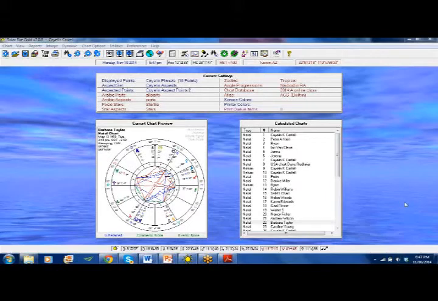Okay, so Andrew wrote in, says, in relationships, can we find common trends in how people relate based on just the modalities? That's a great question. I haven't really looked at it from that perspective. I can tell you that looking at the elements, because the elements really have a lot to do with how we communicate and how we interact with each other.